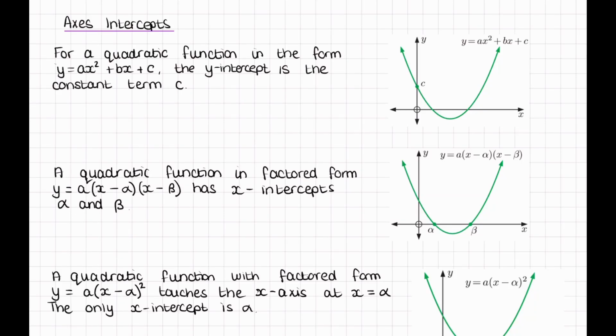This video is going to look at axis intercepts of a quadratic. For a quadratic function in the form y equals ax squared plus bx plus c, the y-intercept is the constant term c, so the value added to the end of the equation. If you look at the graph over there, I've circled it in purple, and that will be the y-intercept.